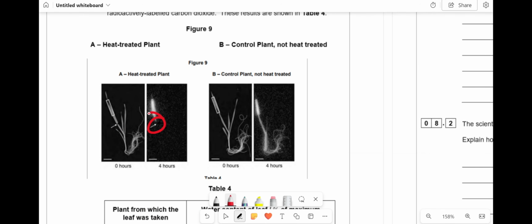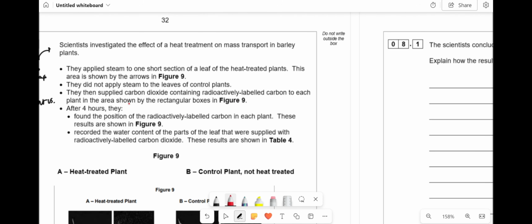That's been heat treated. Fine. And then what did they do? They did not apply steam to the leaves of the control plants. That makes sense, as we're checking steam versus no steam. They then gave CO2 containing radioactively labeled carbon to the plant in the area shown in the rectangle boxes.